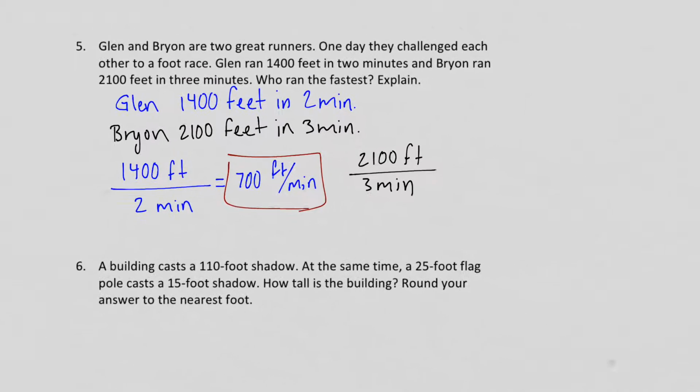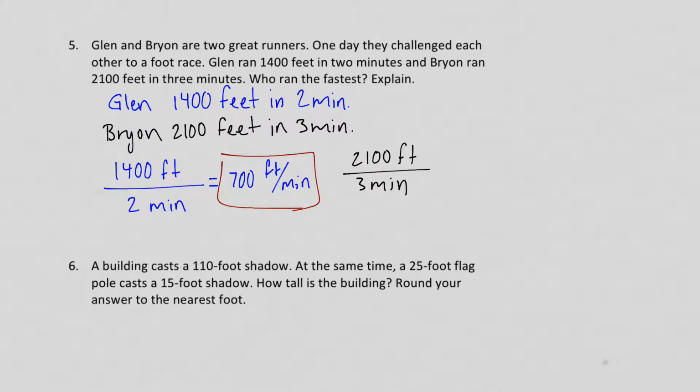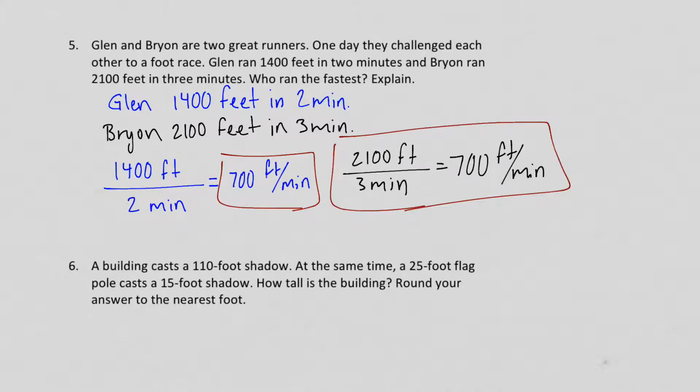Simplify that down to the unit rate, so divide it, 2,100 divided by 3, and you should get 700 feet per minute. So in this example, who's going faster? Who's running the fastest? Neither one. They are the same, 700 feet per minute. So what we're going to say as our answer is they ran at the same speed.